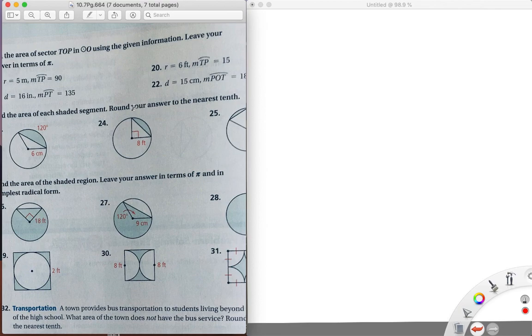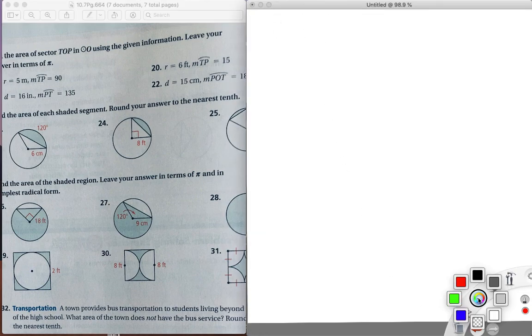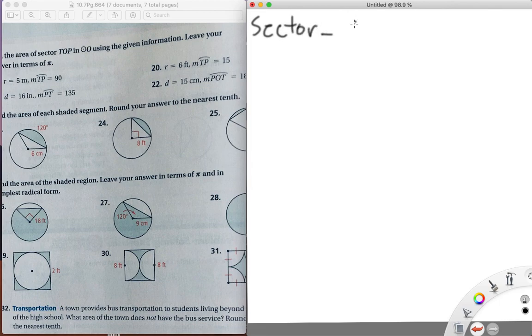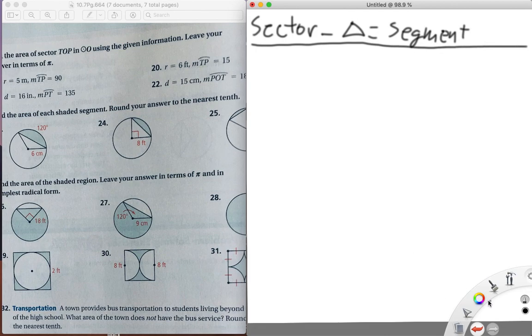So we have this circle. It's 90 degrees. They want the area of that segment, so in terms of our equation, it's going to be the area of the sector minus the area of the triangle, and that's going to give us our area of the segment. That's what's going to set us up.